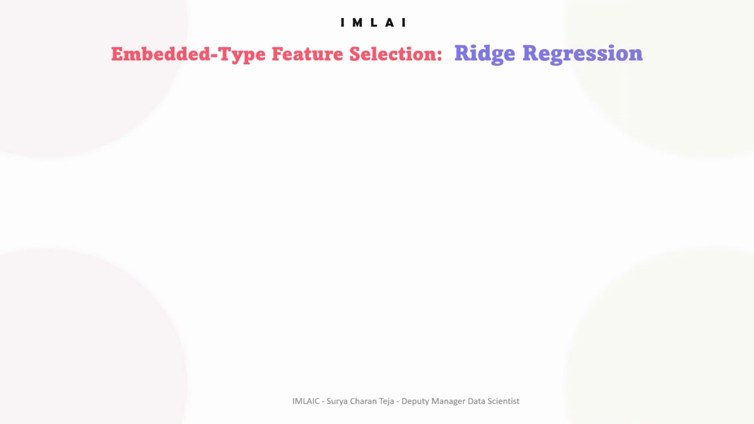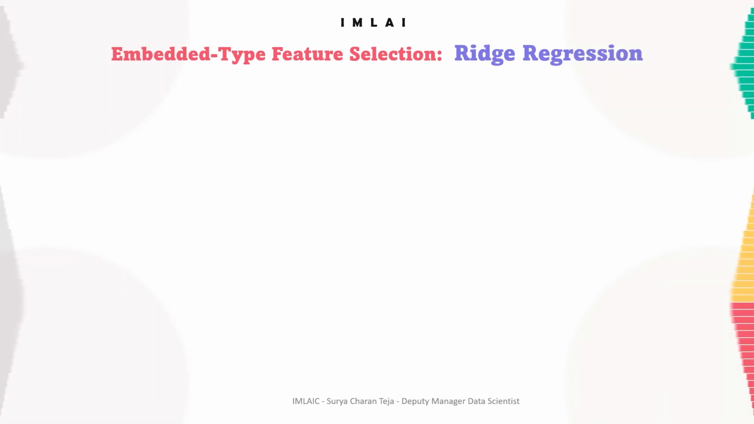Now let's look into the second type of embedded type feature selection algorithm, which is ridge regression. Ridge regression, also known as Tikhonov regularization, is an embedded type feature selection method that combines feature selection and model training into a unified process. It's a regularized regression technique that can handle multicollinearity. So what does multicollinearity mean here? The high correlation between predictor variables, or the high correlation between features, and this is going to prevent overfitting.